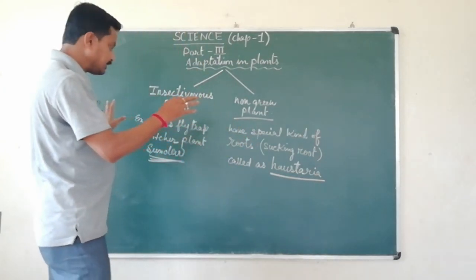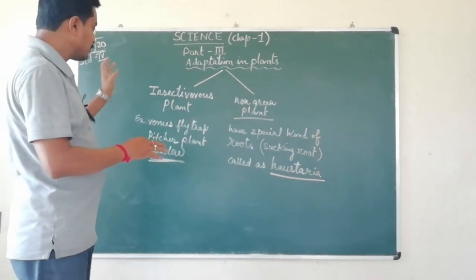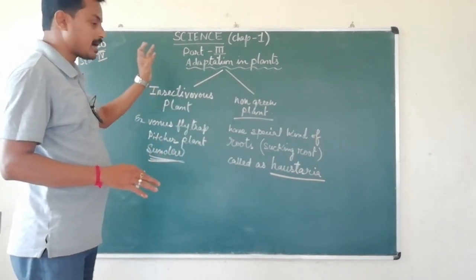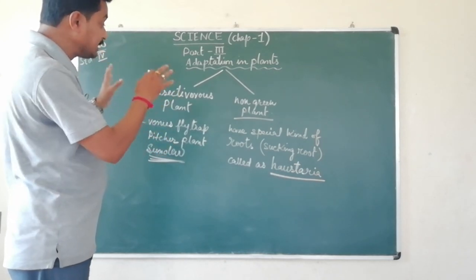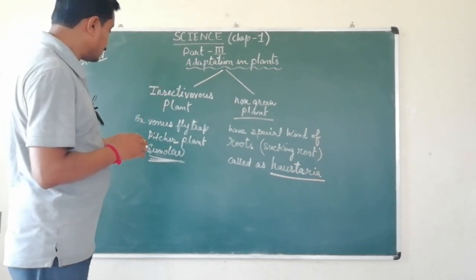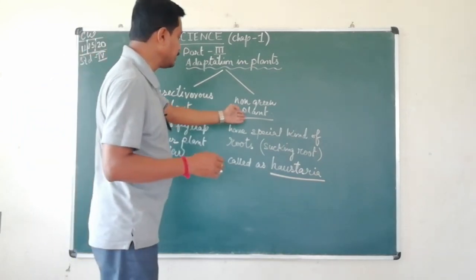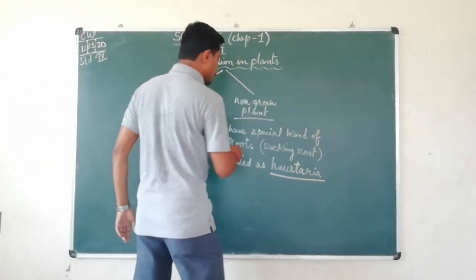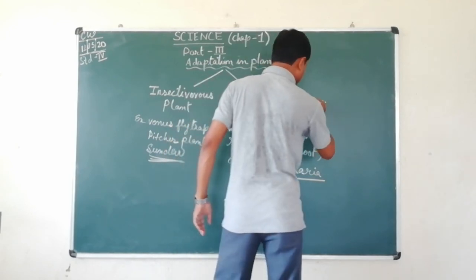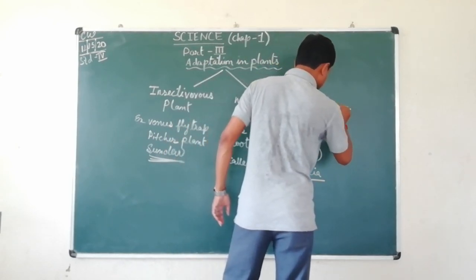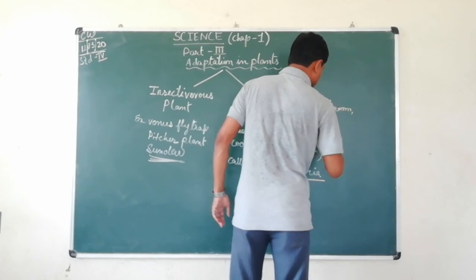So, in this video, part 1, part 2 and part 3, we have already covered each and every point in detail. Now, I have not given you the examples. Let me give the examples of these non-green plants. Examples will be mushroom, toadstool.